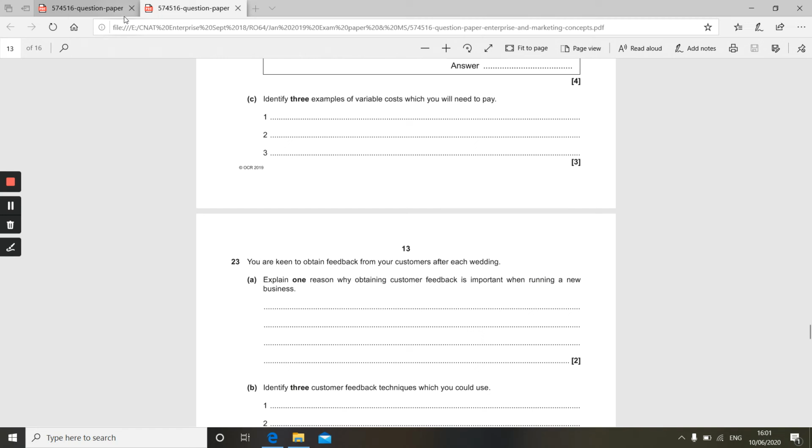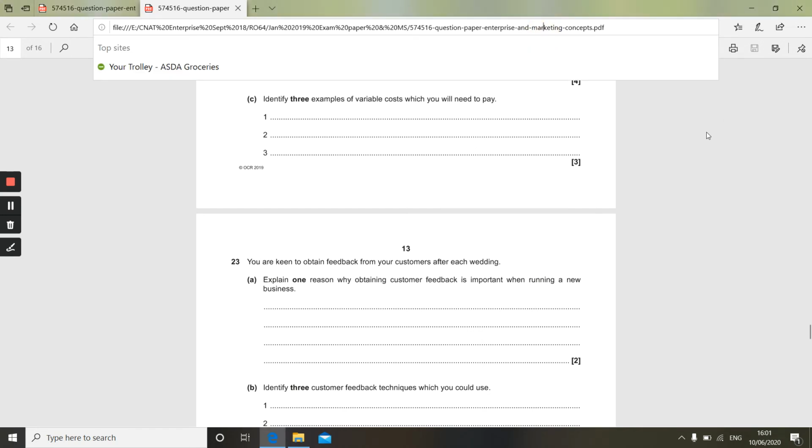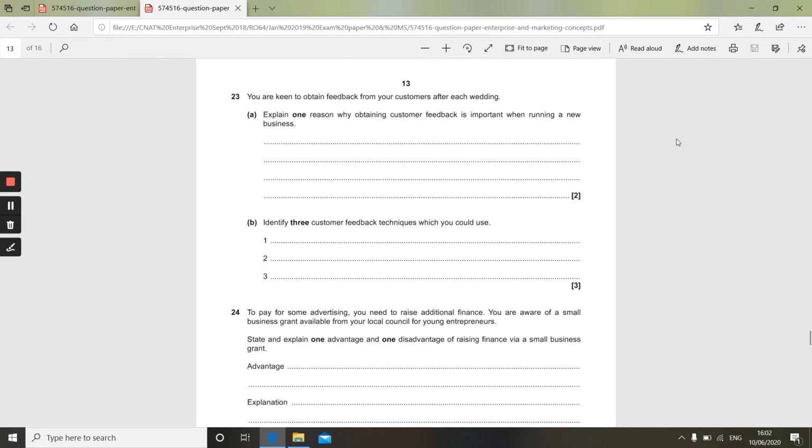Question 23. It says you are keen to obtain feedback from your customers after each wedding. Explain 1 reason why obtaining customer feedback is important when running a new business. So why would you get customer feedback, and how is it going to help you? If you got feedback, what is it going to do to support your business, and how can it help you improve? So again, 1 mark for the point, 1 mark for the explanation. Quite a straightforward question there.